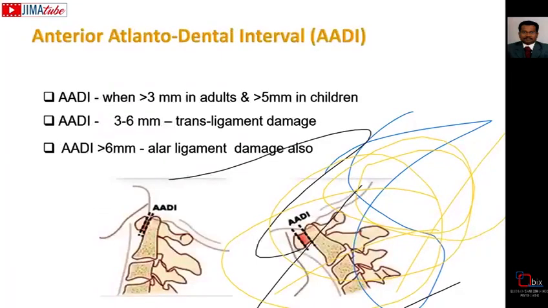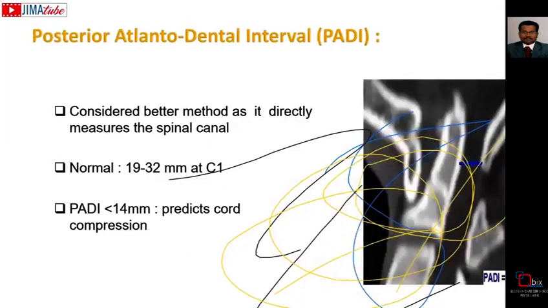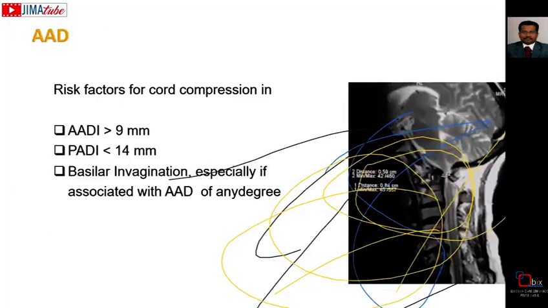The anterior atlantodental interval is very important. It is abnormal when more than 3 millimeter in adults, more than 5 millimeter in children. The posterior atlantodental interval, that is PADI, is normally 19 to 32 millimeter at C1. If it is less than 14 millimeter, it predicts cord compression. So the risk factors for cord compression in a case of anterior is more than 9 millimeter, posterior it is 14 millimeter.